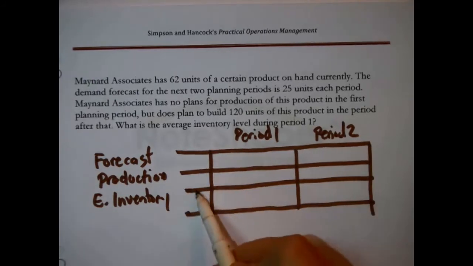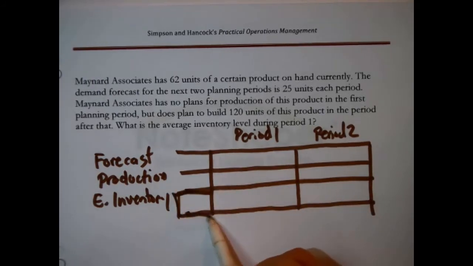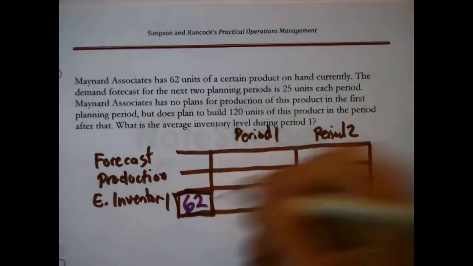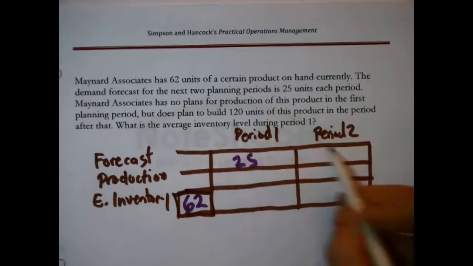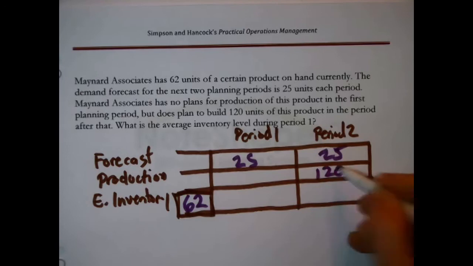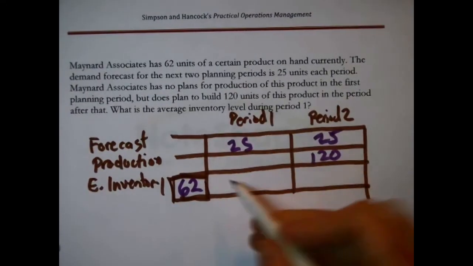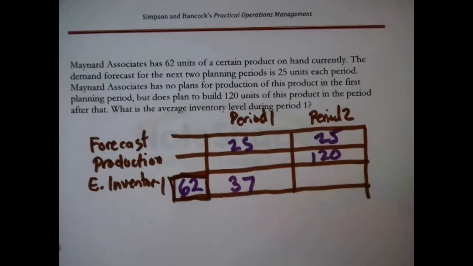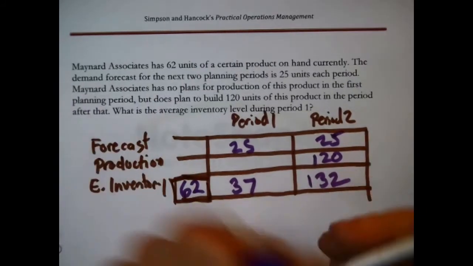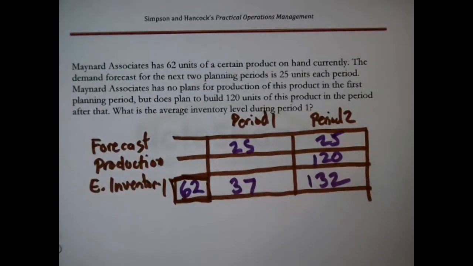Oh, so this row, I do finish it out with, there's that box to store the 62 that we start with. We've seen all this before in the previous 2 problems. Store the forecast up here. Store their production plan here, which is just 120 this period. Right, and we already determined that means they're going to end with 37 in inventory the first period and 132 the second period. This is the whole same situation. There must be some different question though.